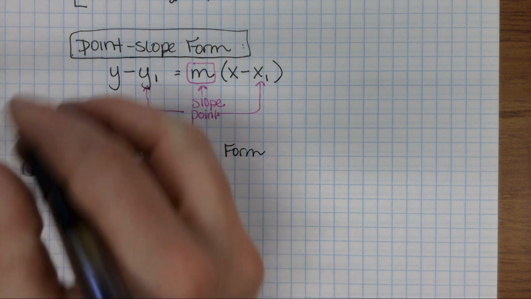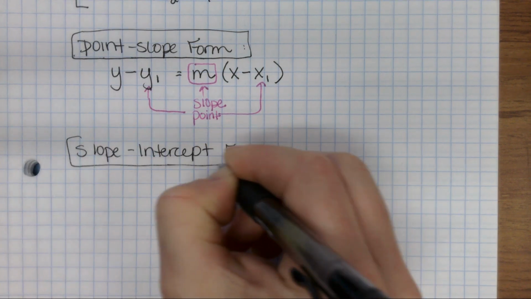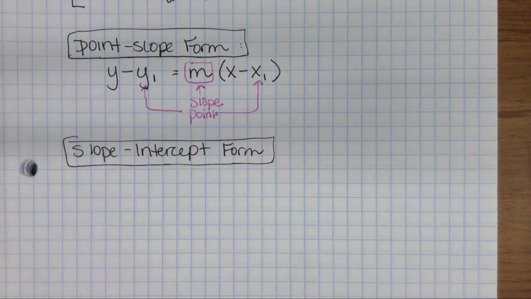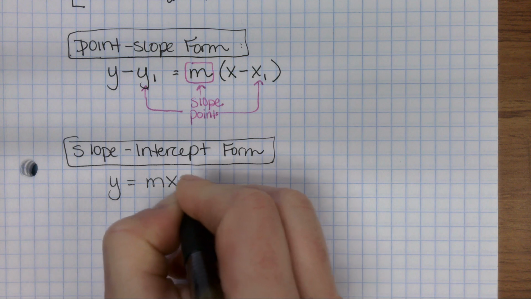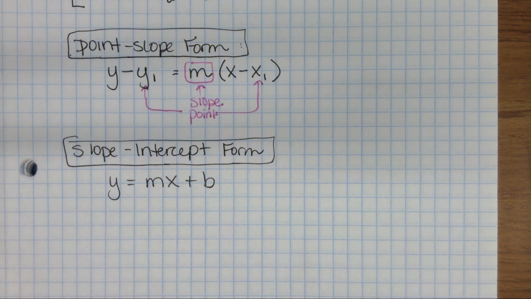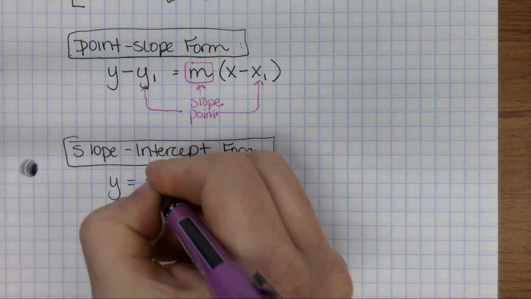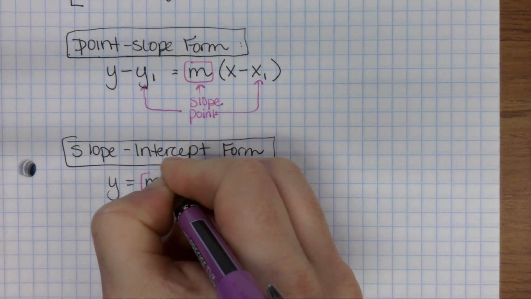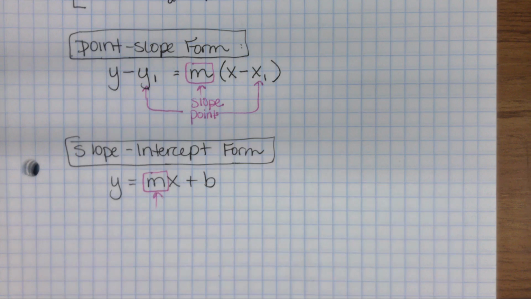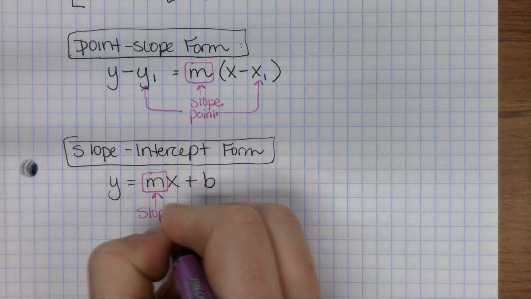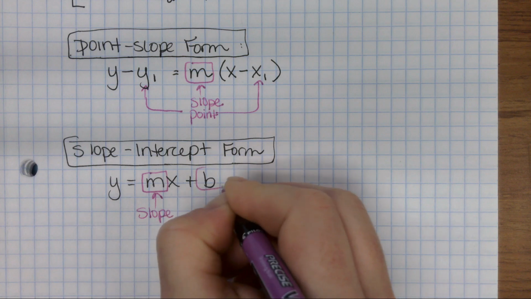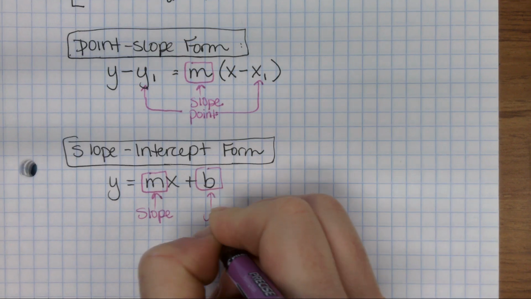All right, who remembers? Shout it out. Y equals mx plus b. M is your slope. B is your y-intercept.